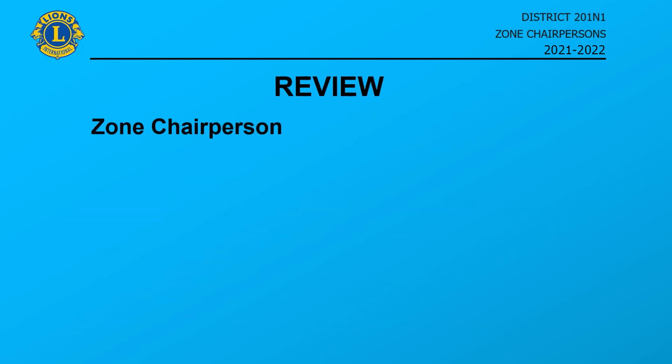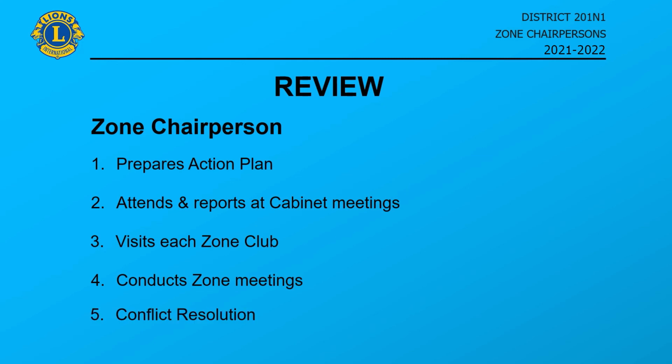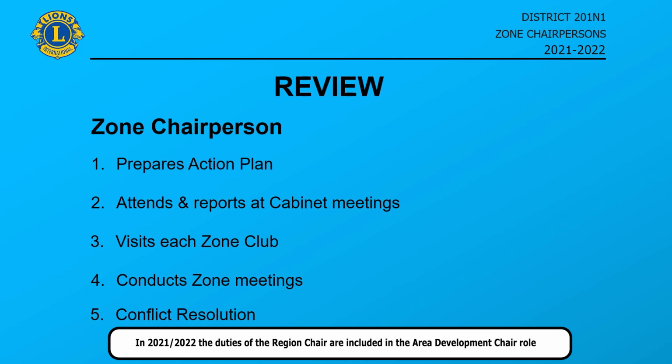Now, we can quickly go back and look over what we've considered. We've looked at the action plan, attendance and reports at Cabinet. We've considered visits to each of the zone clubs, once for the official Governor's visit and also for the official visit of the Zone Chair themselves. And we've also considered all the matters that relate to the zone meetings. And then we finished with the tricky one, conflict resolution, and how that situation impacts on both the Zone Chair and the Region Chair, as well as others.